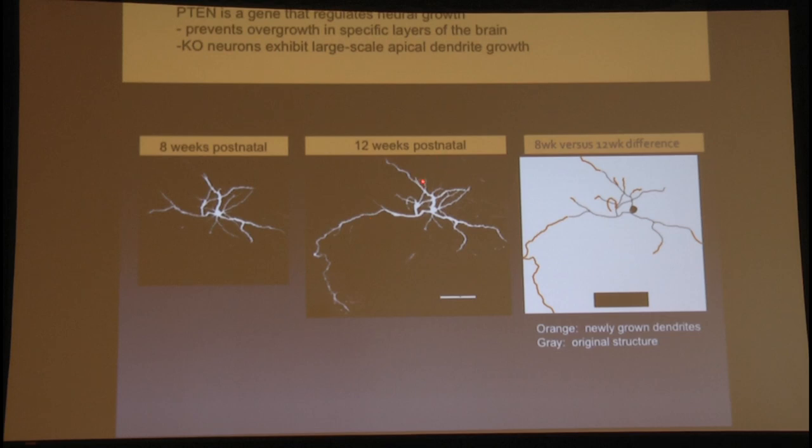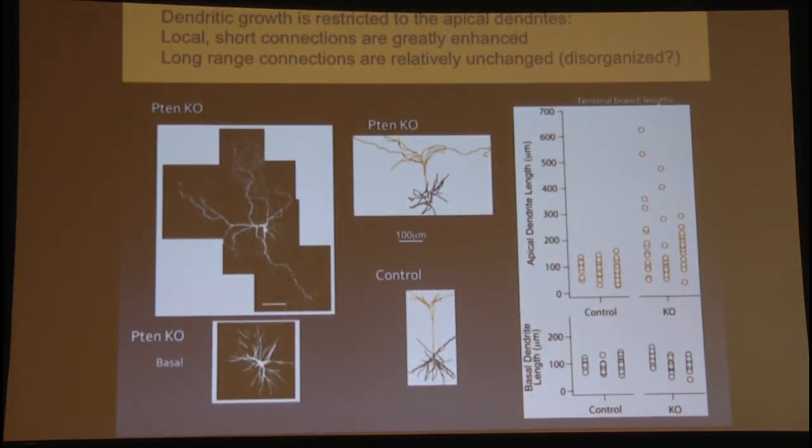So this is 8-week postnatal, this is 12-week postnatal. This is the difference in what happens in just those 4 weeks in dendritic connections. And, okay, this shows us the difference between the knockout and what we call the wild type. So this is a control. Here we've been watching the neural growth in this autism risk model, an animal model of autism, of dendritic growth. And this is what the knockout looks like, and this is what the control looks like.